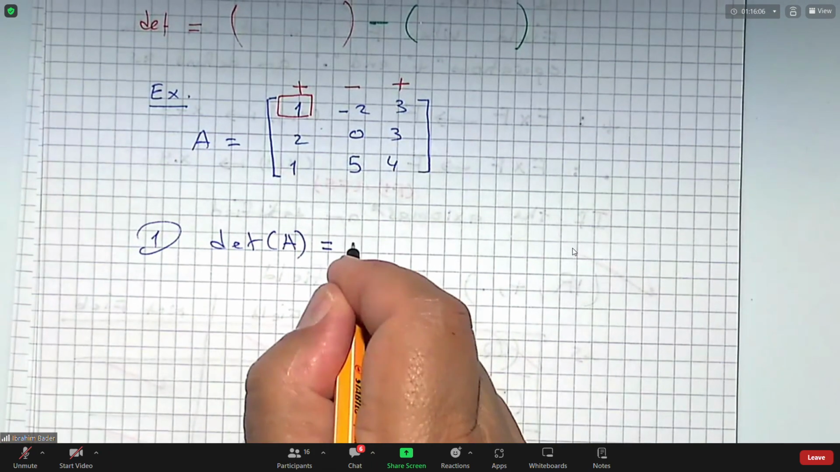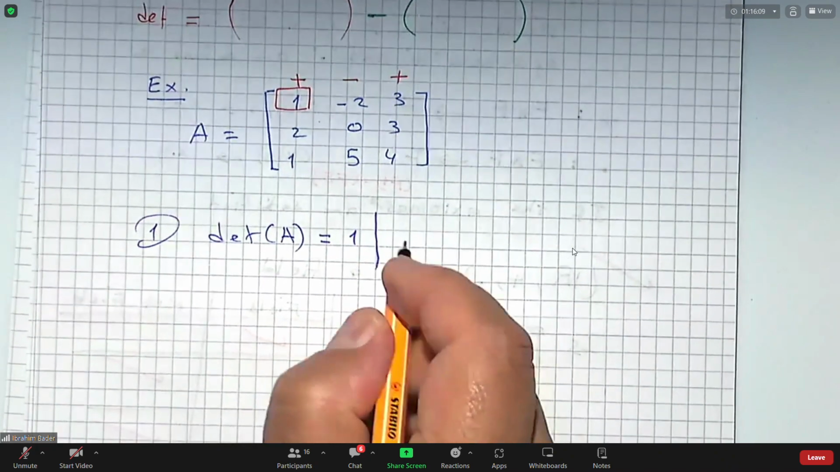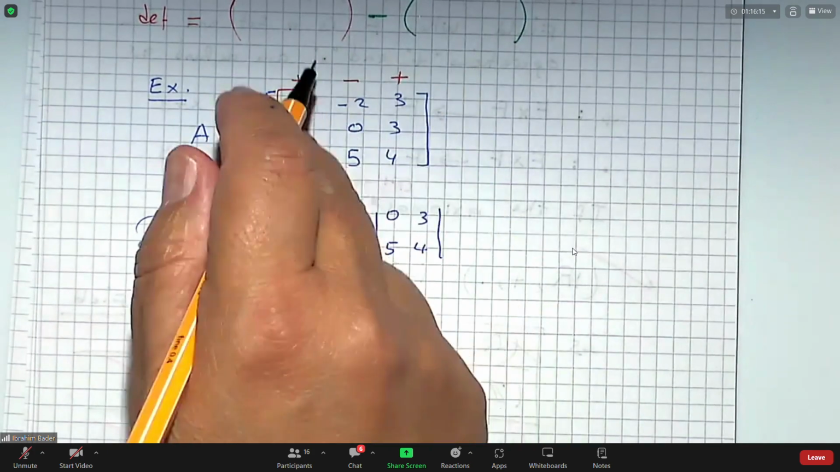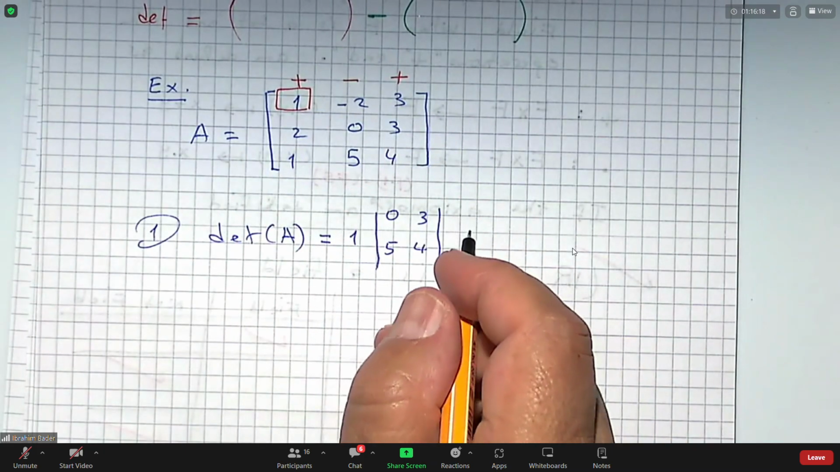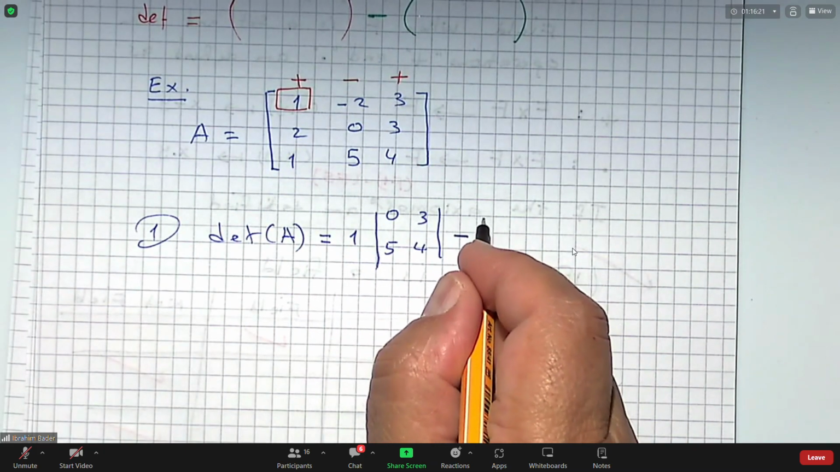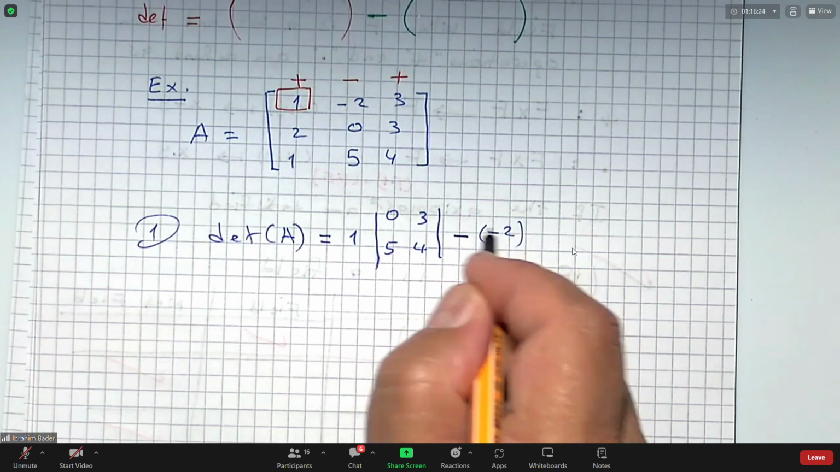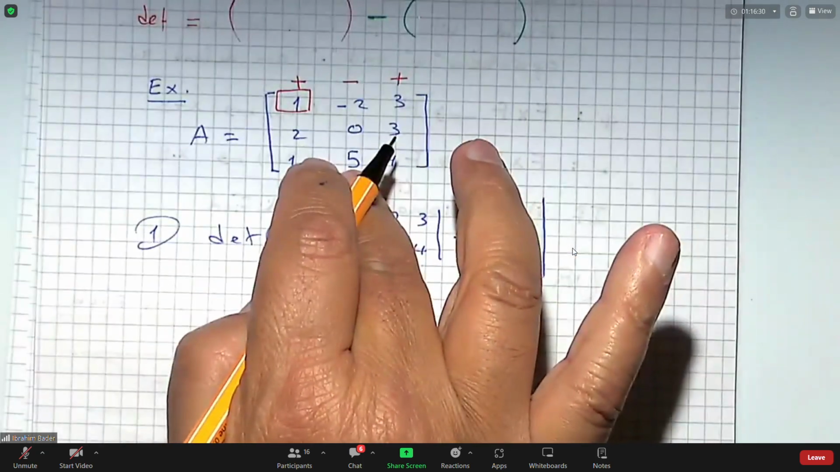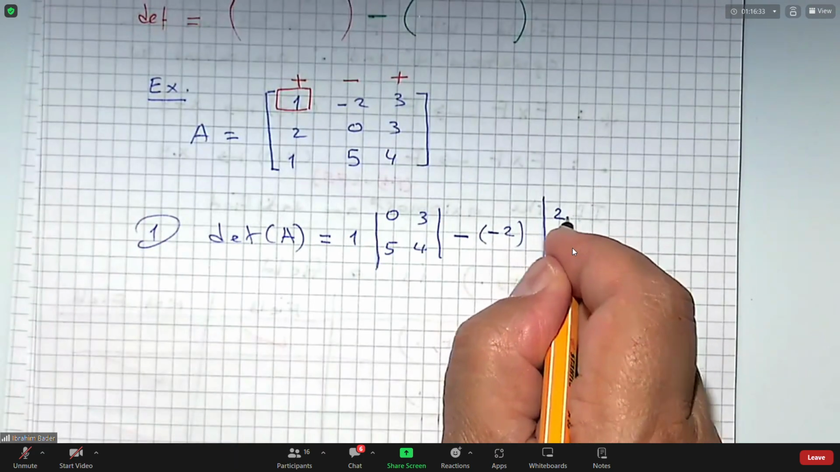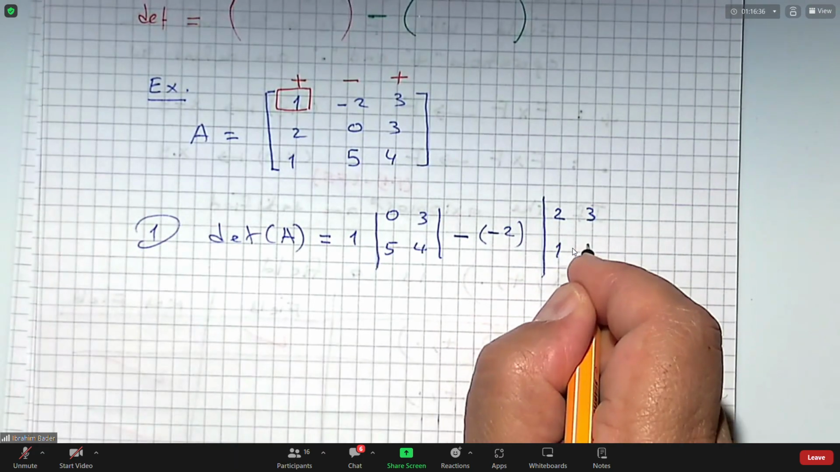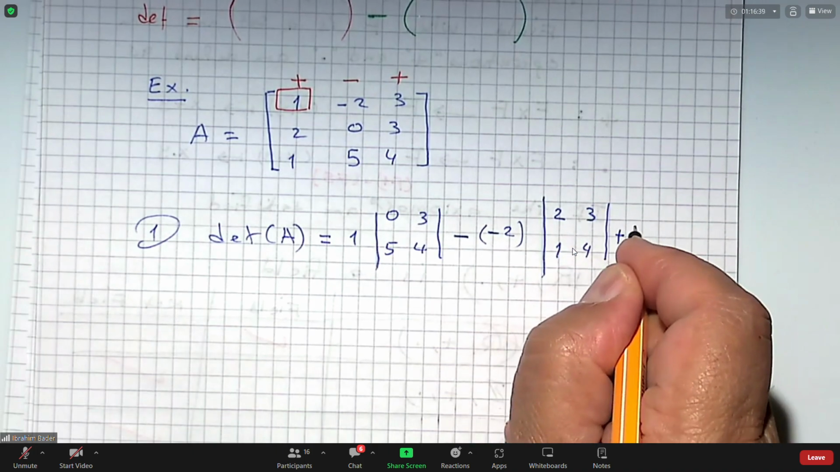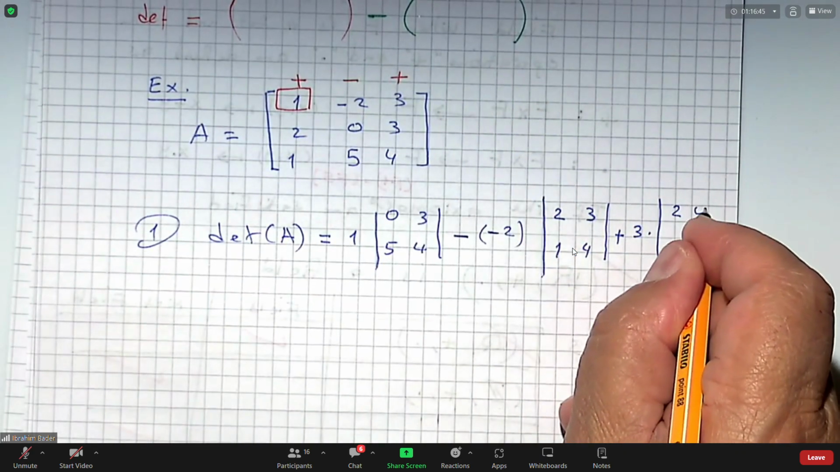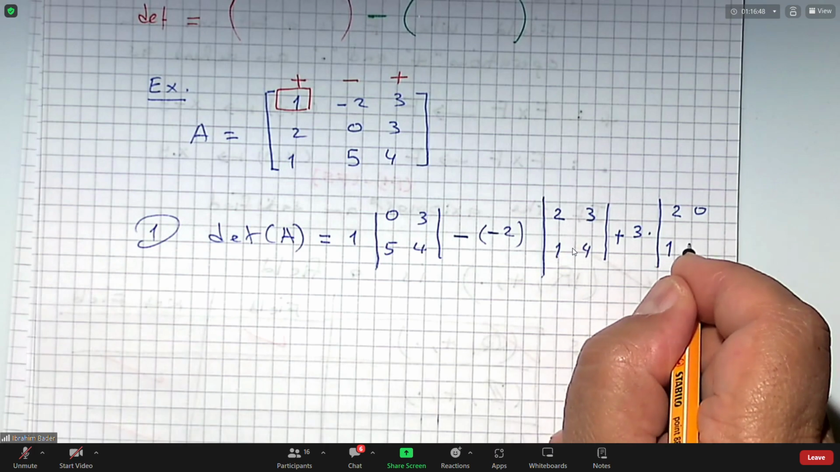So it's 1 times the determinant that is left here, which is 0, 3, 5, and 4. If I cover this line and this line, I am left with this determinant. Now minus, here I have -2. Always when you have a negative, just enclose it within parentheses. Now if I cover this column and this row, I am left with the determinant 2, 3, 1, 4. And the last one here is 3 times, I'm left here, if I cover this one, with 2, 0, 1, and 5.